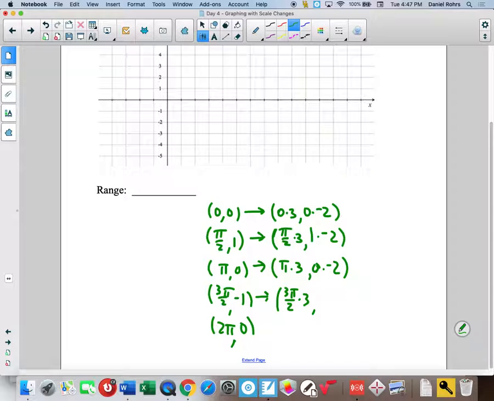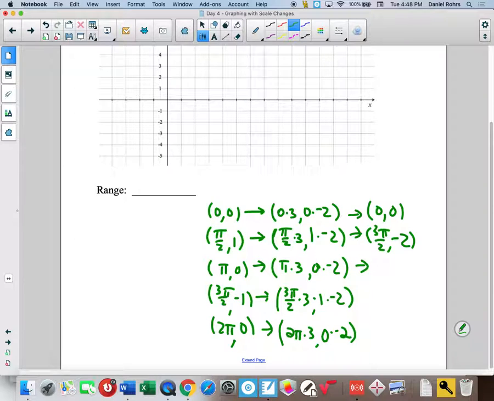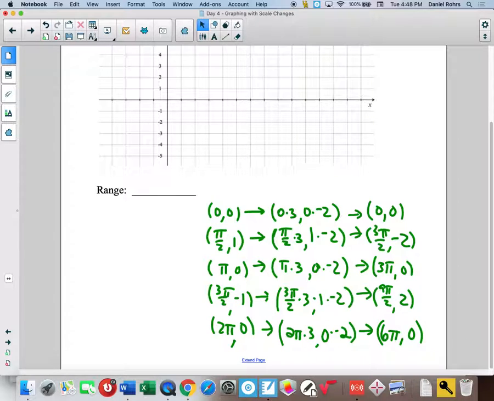We're multiplying each of the x values in each of these coordinates by 3, and we're multiplying the y values for each of these by -2. And so what I end up with is the point 0, 0 still, so that hasn't changed. This point now becomes 3 pi over 2, -2. This point becomes 3 pi, 0. This point becomes 9 pi over 2, 2. And this point becomes 6 pi, 0. And so the question becomes, what's a good unit of measure to use here?